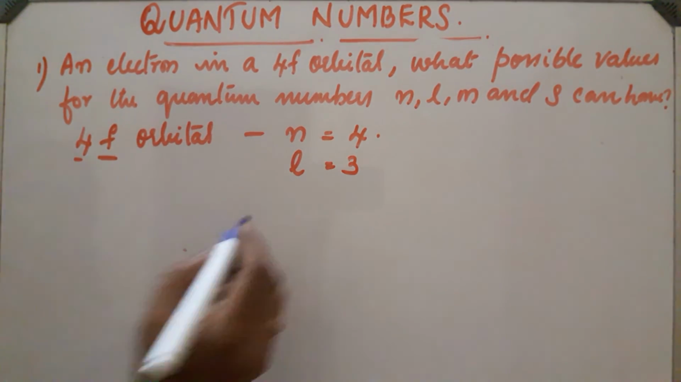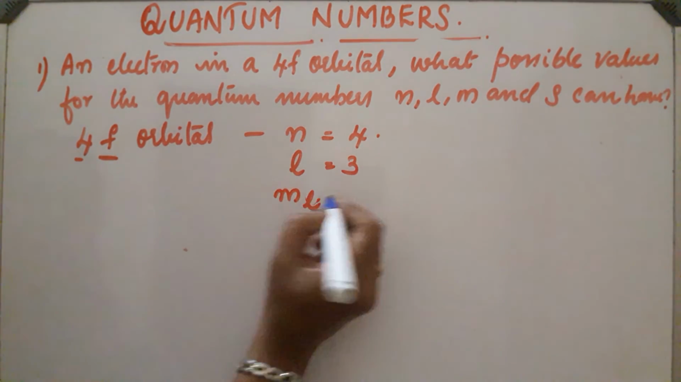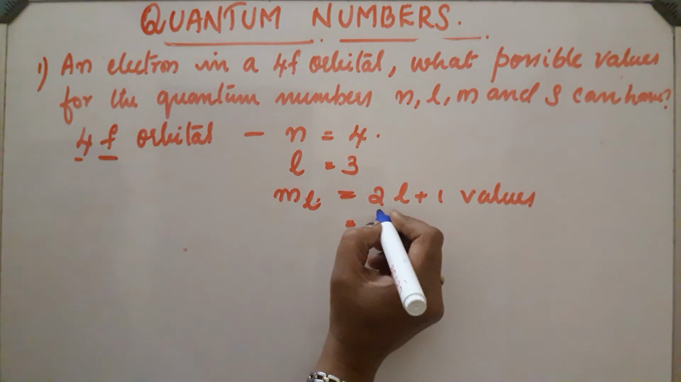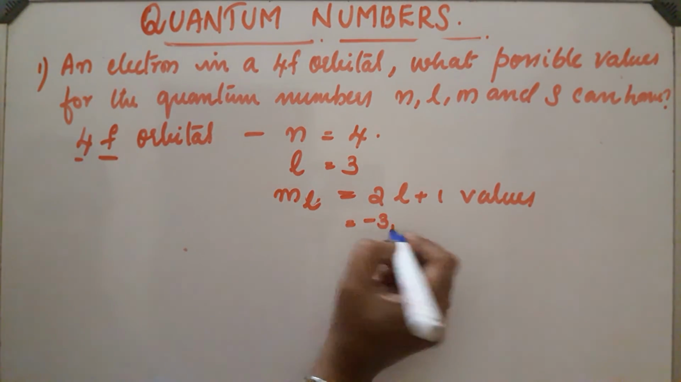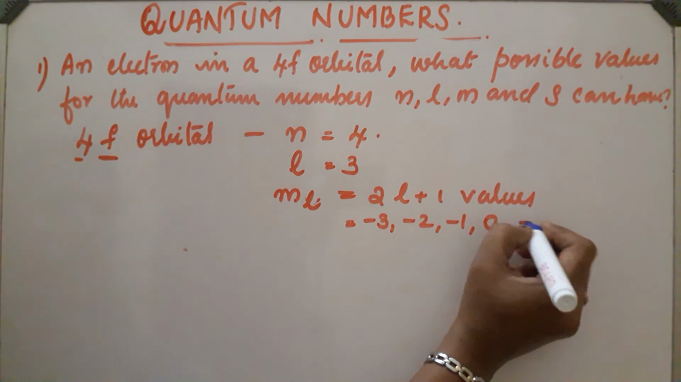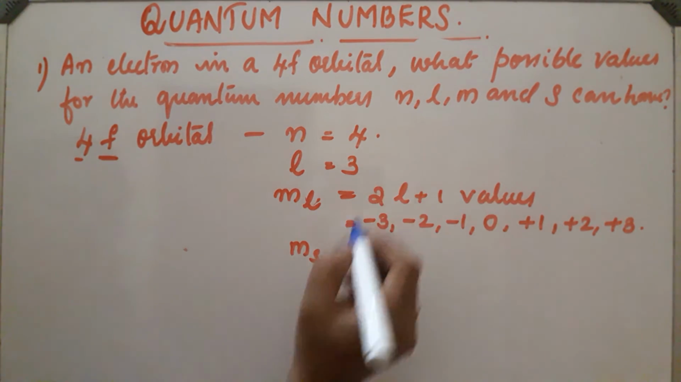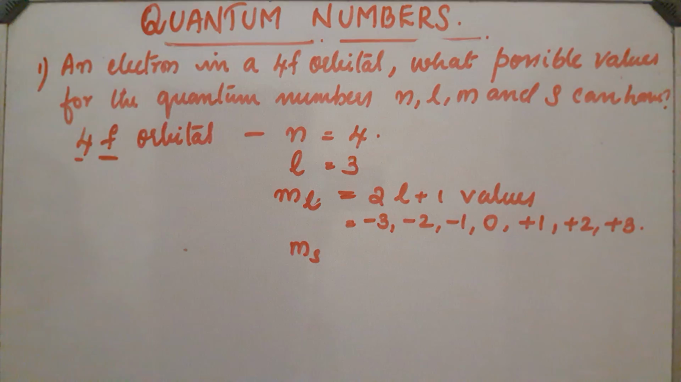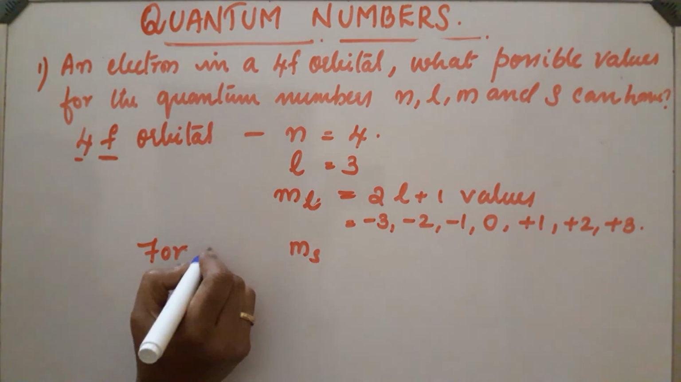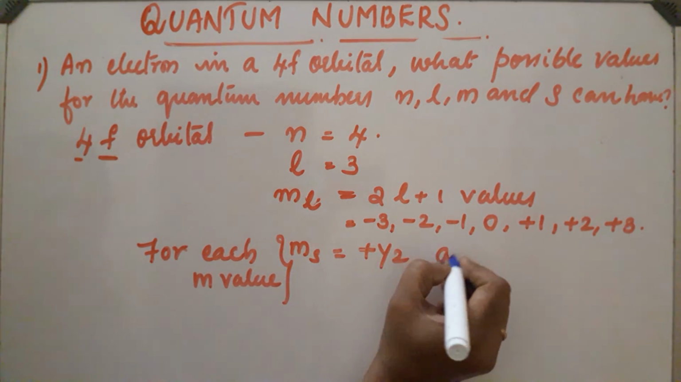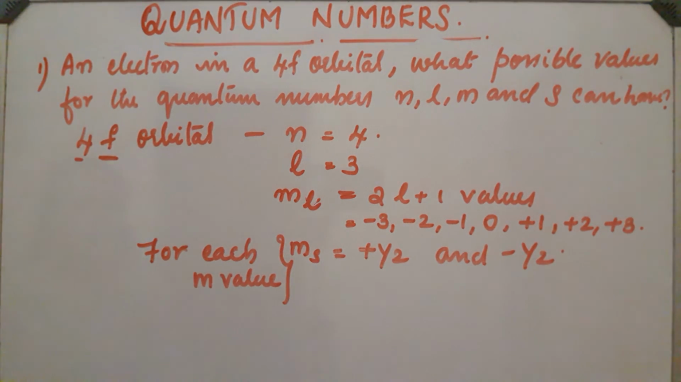Next, the ML value. ML contains 2L plus 1 values. This will be 2 times 3 plus 1, which means 7 values: minus 3, minus 2, minus 1, 0, plus 1, plus 2, plus 3. Then what about the S or MS value? The MS value depends upon the values of M. For each M value, MS will be plus half and minus half. So each M contains plus half and minus half. So these are the possible values for N, L, M and S.